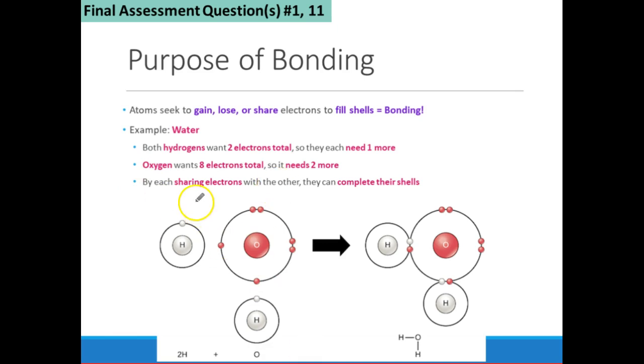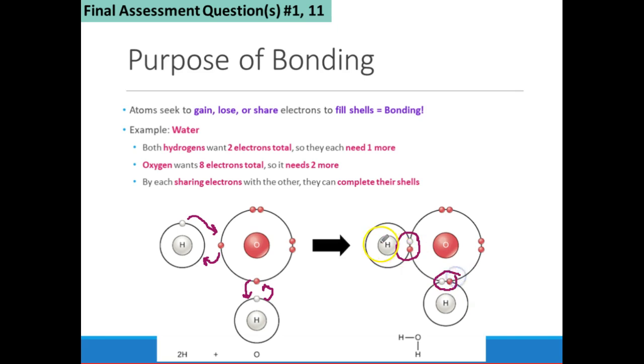What we'll see happen is hydrogen will share its 1 electron with oxygen, and this oxygen will share one of its electrons with the first hydrogen. The second hydrogen will share its electron with oxygen, and oxygen will share one of its electrons with the second hydrogen. And so they end up creating a pair and sharing together.